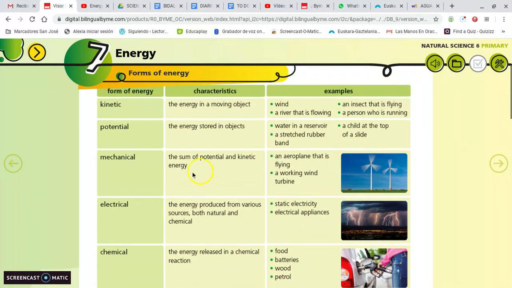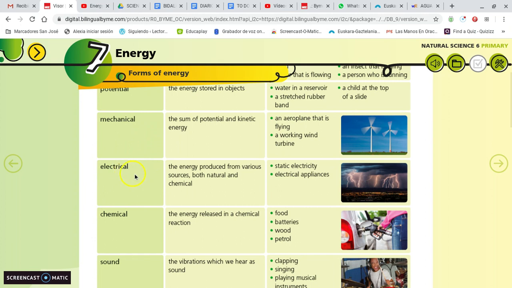Then we have mechanical energy. Remember the example from the video, right? If an object has potential energy and starts in movement, kinetic, we have mechanical energy, right? Okay.